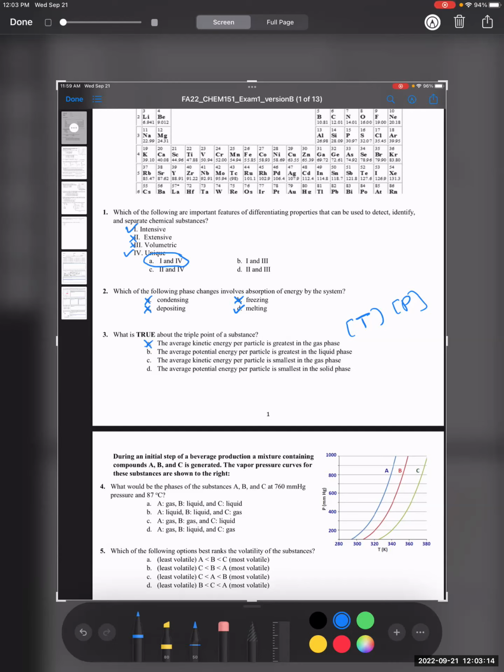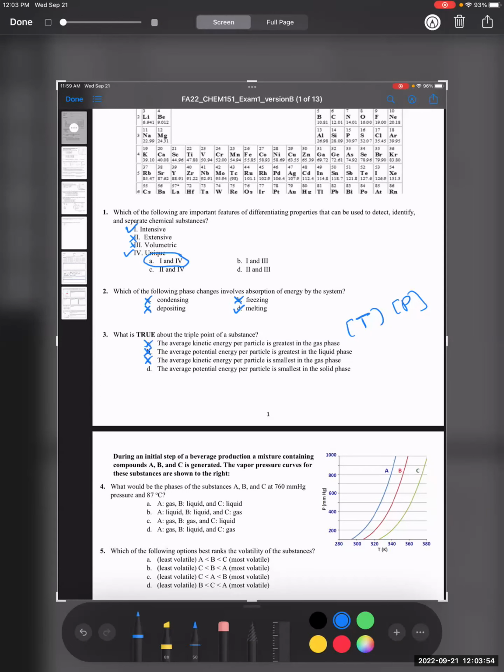The average potential energy per particle is greatest in the liquid phase. No, we have the gas phase here as well. In the gas phase, we have the particles furthest apart from each other, meaning they have the weakest attractive interactions between the particles. Therefore, the gas phase will have the highest potential energy, not the liquid phase. Therefore, B is out. Option C, the average kinetic energy per particle is smallest. No, average kinetic energy per particle depends on the temperature. Temperature is the same for all three phases. Therefore, they all have the same. So C is out. Option D must be the correct answer.